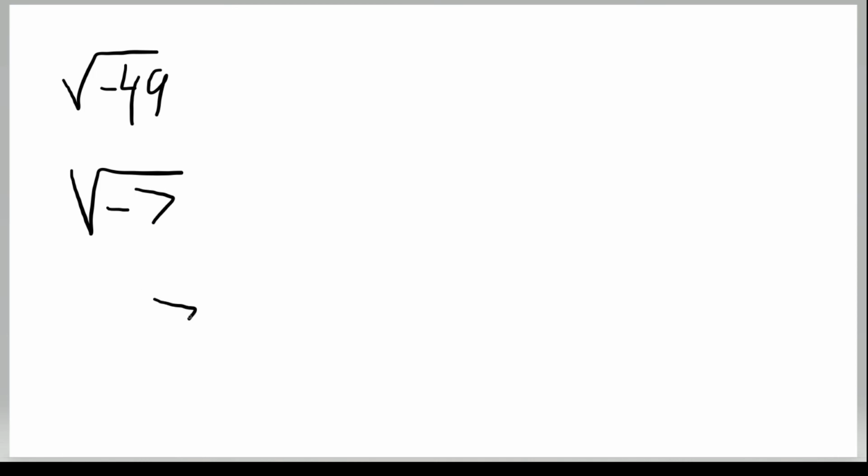Now let's go on to simplifying square roots of negative numbers, like this. Square root of -49. This means it's going to be 7i. Since this makes it imaginary, it's not going to be just 7, it's going to be 7i. Same thing for square root of -4. The square root of 4 is 2, so it's going to be 2i.